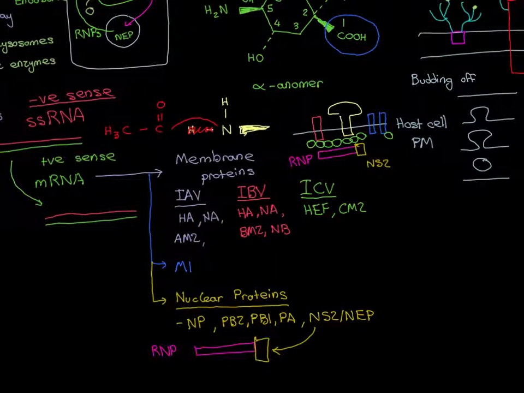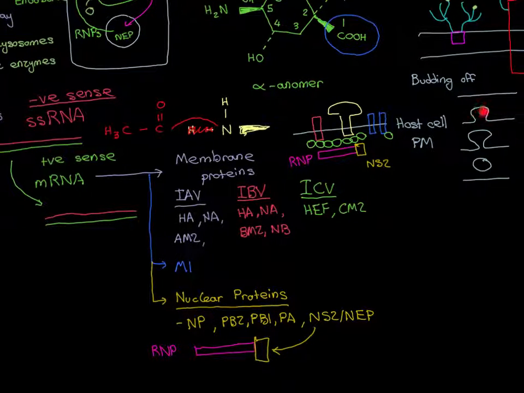And of course, on the inside of the virus, what are you going to end up with? Underneath the membrane, you've got all of the M1 proteins here, and then the M1 proteins are bound to the ribonuclear proteins with the non-structural protein 2 bound to them. So the ribonuclear proteins are going to end up inside here.